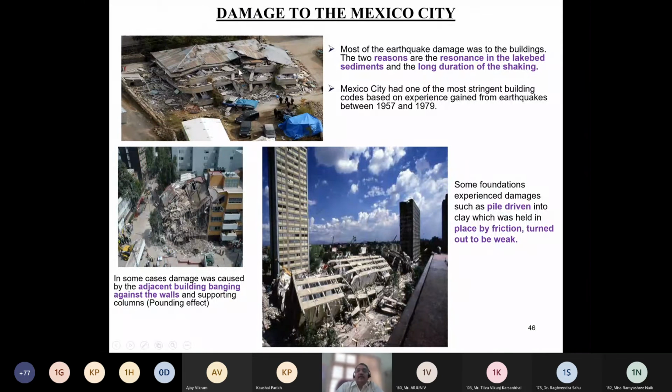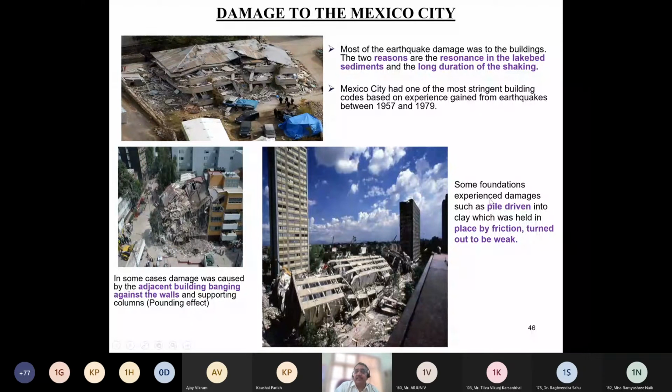Some of the photographs, most of the earthquake damage to the buildings, the two reasons are the resonance in the lakebed sediments and the long duration of the shaking. Actually, Mexico City had one of the most stringent building codes based on experience gained from earthquakes which happened in 1957 and 1979. However, still a lot of damage occurred during this 1985 earthquake. In some cases, damage was caused by the adjacent building banging against the walls. We call this pounding.